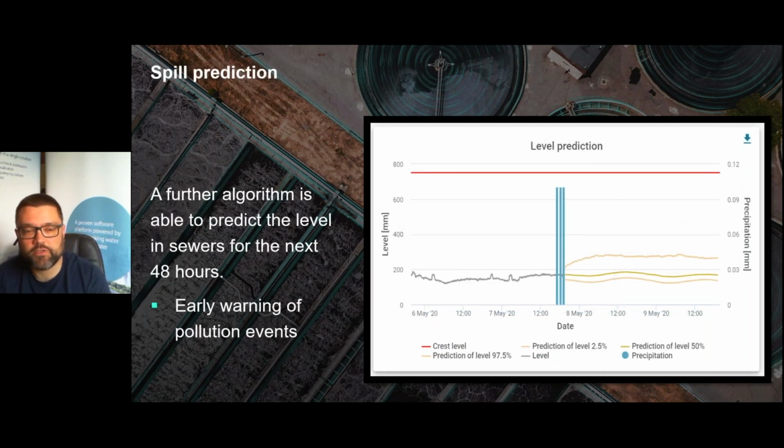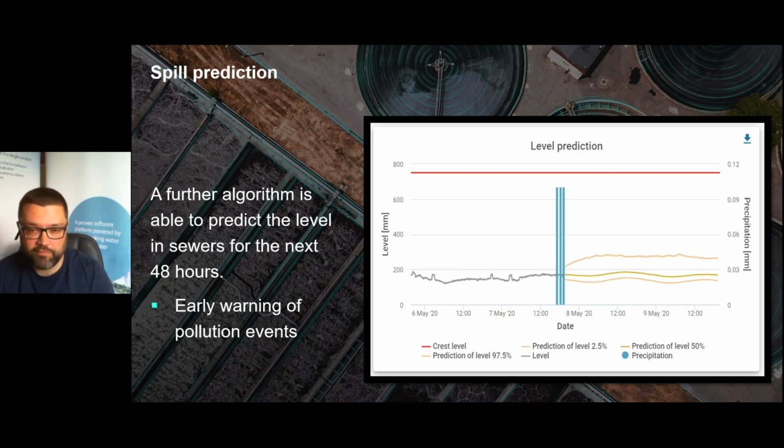Just to quickly touch on the next one, this is another algorithm we developed. What we're doing here is predicting the level in the sewer for the next 24, in this case, 48 hours. And there isn't always something you can do about it. So if you're predicting a high level because it rains, well, it's raining. There isn't a huge amount you can do about it.